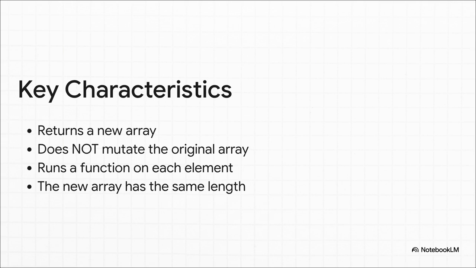Now, to really get map, you've got to know its 4 golden rules. First, and this is the most important one, it always creates a new array. It never, ever touches your original data. That idea is called immutability, and trust me, it's a game changer for preventing weird bugs. Second, it runs your function once for every element. And third, the new array you get back will always have the exact same length as the one you started with. No more, no less.